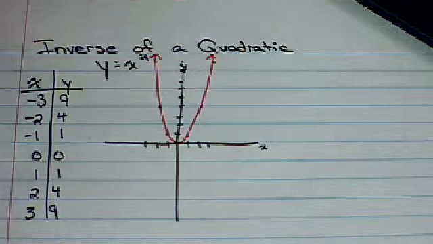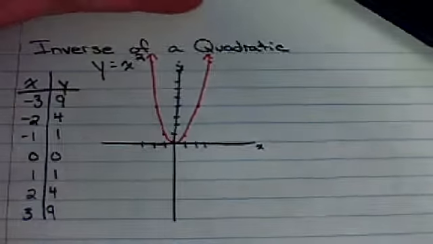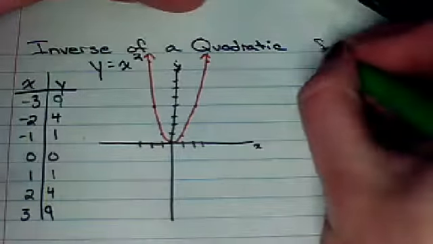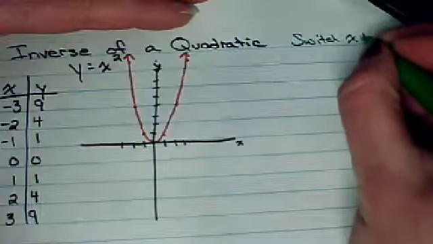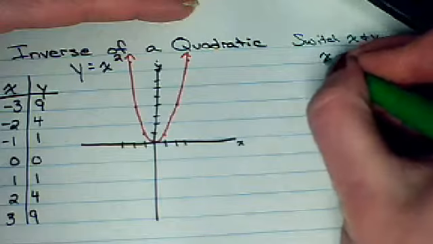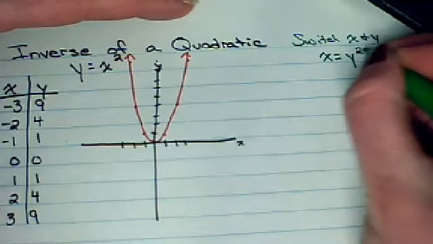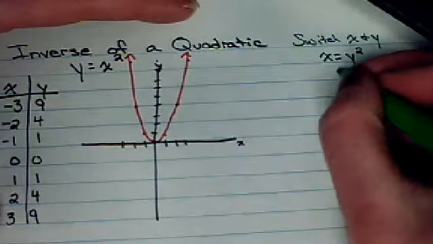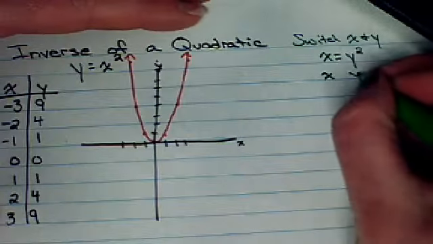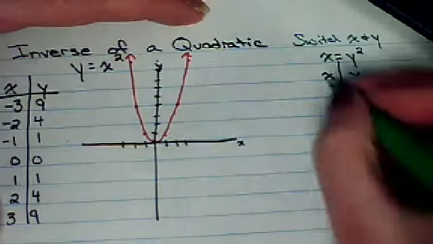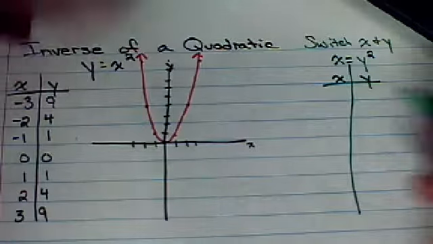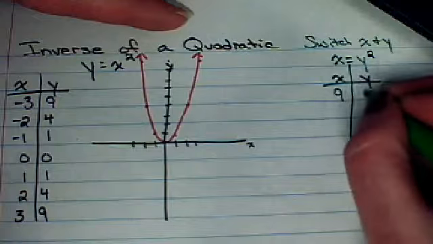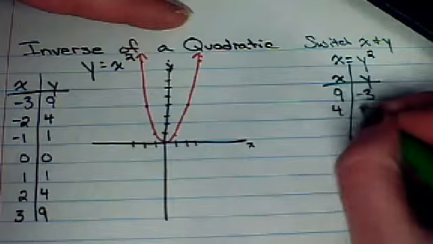All right, now, let's remember how to find the inverse of something. We're literally going to switch x and y. So if we switch x and y, we end up with x equals y squared. Another way to look at that is look at the table. If you're switching your x's and y's, you're literally going to switch your x's and y's. So they would actually switch.